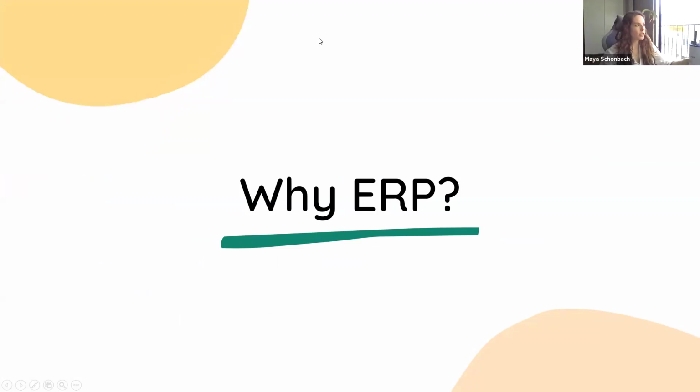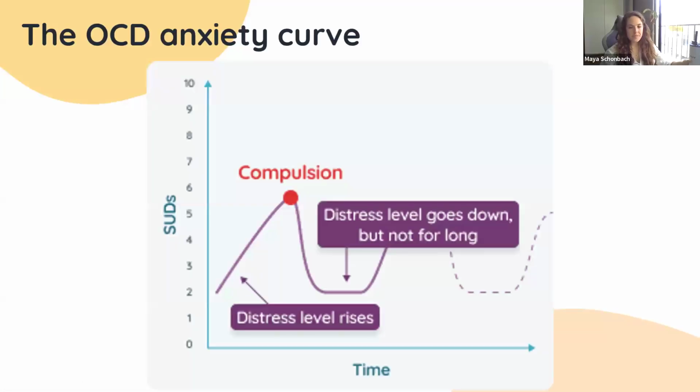Okay, so this is the OCD anxiety curve. So you'll see how your compulsions affect your anxiety or your distress over time. So time is the x-axis. On the y-axis is SUDS, which means subjective units of distress. Really all it means is distress that you rank from 1 to 10, 10 being the most distress you've ever felt, 1 being the least amount, and how anxious you are from 1 to 10.